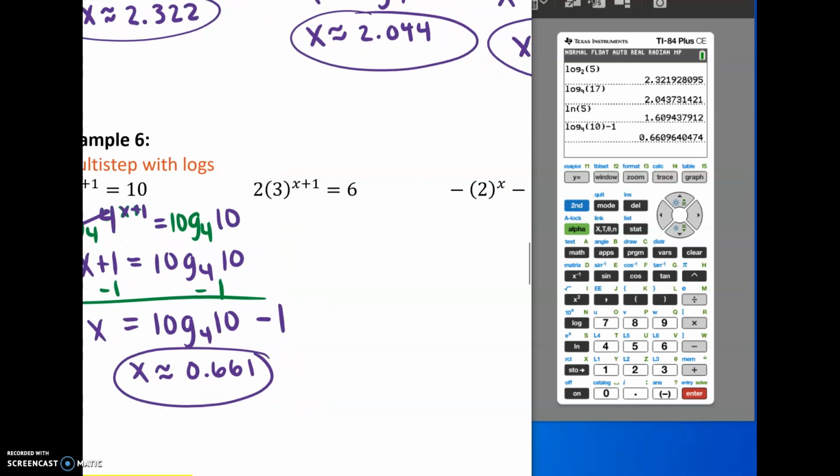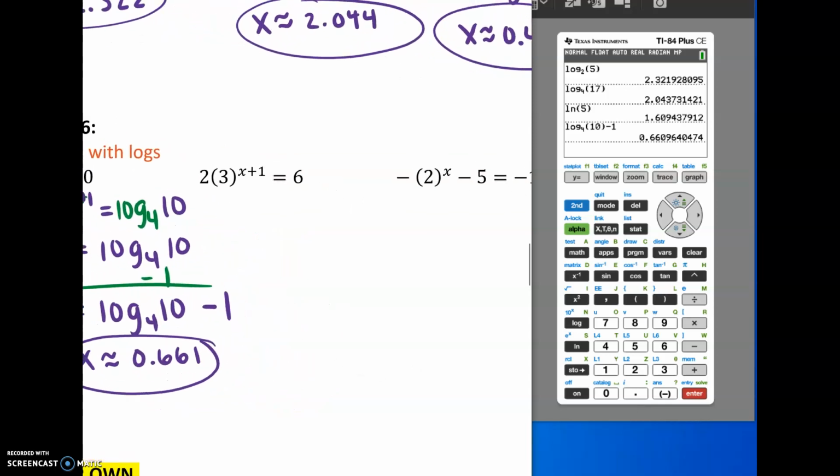All right, for the next one, you got 2 times 3 to the x plus 1 equals 6. You don't actually have just this piece right here by itself. Okay, you don't have just that base to the exponent. So we need to actually do an operation before we can do that. We can divide by 2 on both sides. So you're left with 3 to the x plus 1 equals 6 divided by 2 is 3.